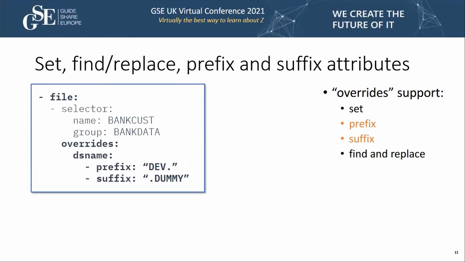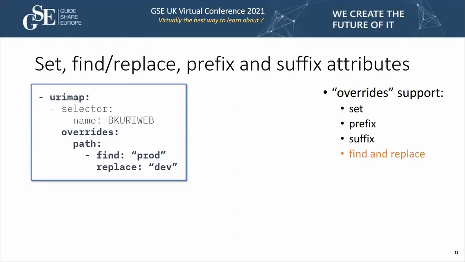And here we're saying that we want to force a prefix in there of dev dot and a suffix of dot dummy. So if the original value of the DS name in the file was, for example, test value, then when we finish doing this override, the value we're left with will be dev.testValue.dummy. That'll be the new DS name attribute, and that's what will be installed into the system.